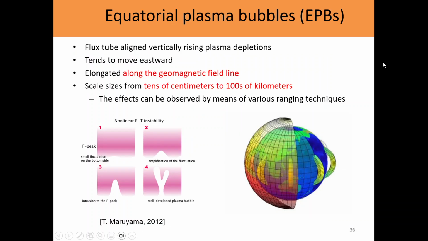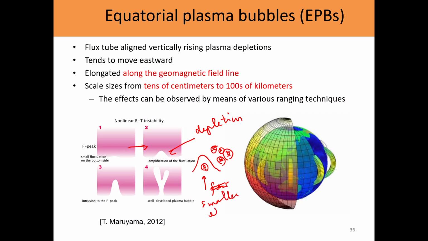Okay, this is another picture that people often see: the bubbles, right? During the instability, there's some fluctuation, and then we call this part the depletion. Depletion means that outside you have higher electron density, and inside you have smaller electron or ion density.